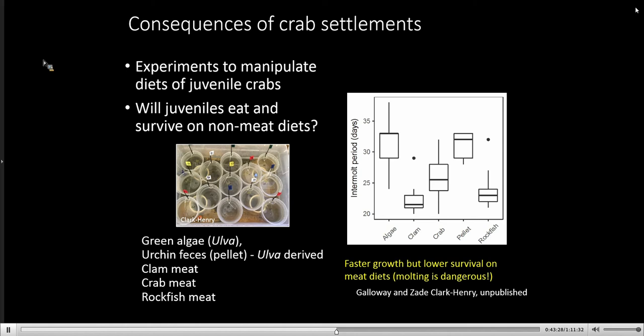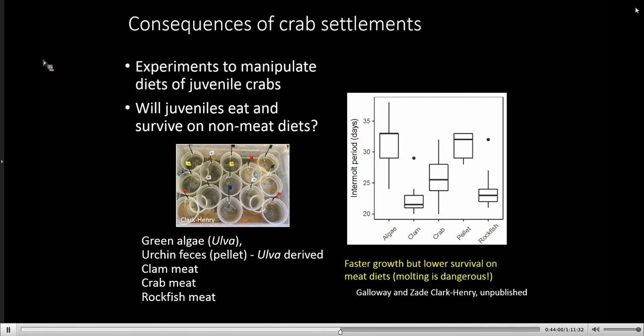And essentially what we found with this, this is work from my RU student, is faster growth, but lower survival on the meat diets. So we fed them green algae, but we also fed them poop from urchins that were based on green algae. And it was interesting because they ate the feces and they ate the algae, so they actually totally devoured the algae. But their growth was slower. So this is intermolt period. With molting individuals, it's difficult to measure growth. The thing that we measure is the period between molts.